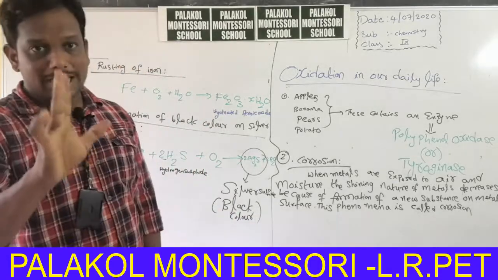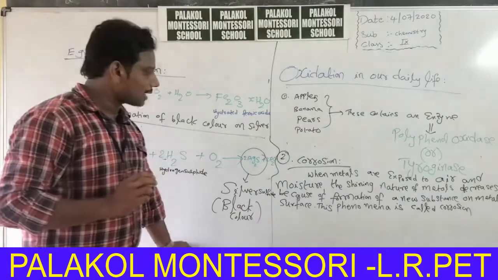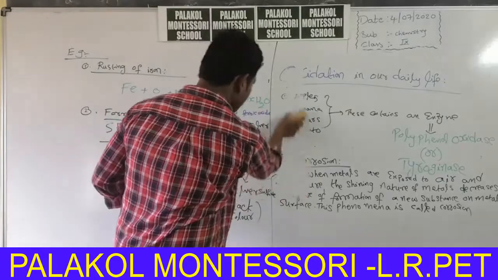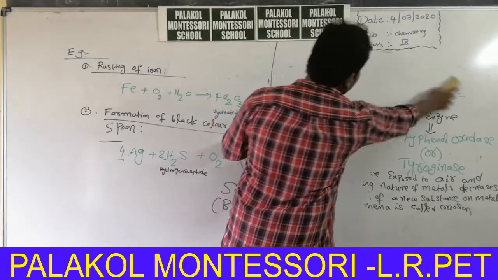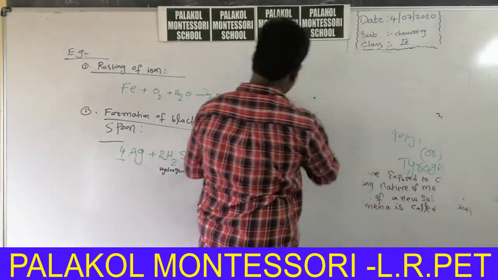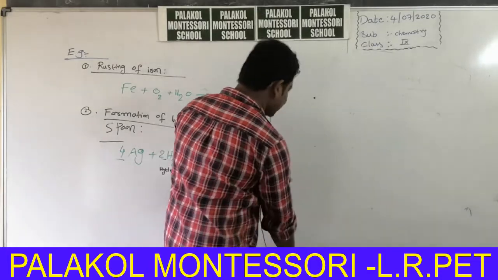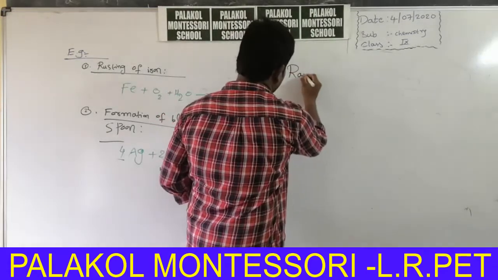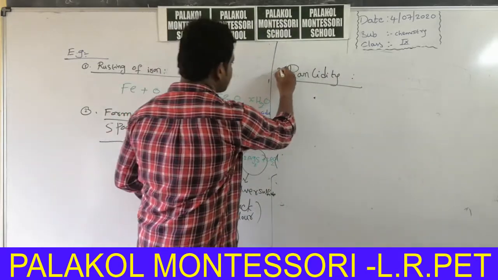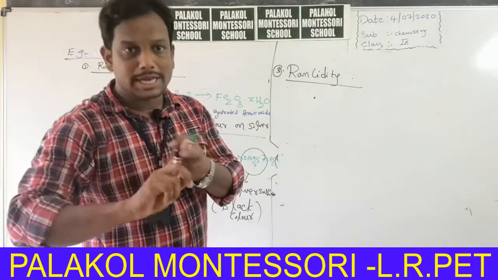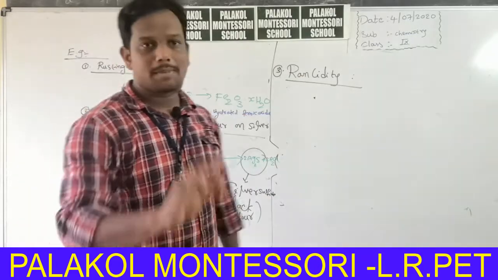Now finally I will explain another concept. The last and final concept in this lesson is rancidity. What is the definition of rancidity? This is the third concept in daily life experience of oxidation. First one was apple, pears, bananas example. Second one is related to corrosion. The final concept is rancidity.